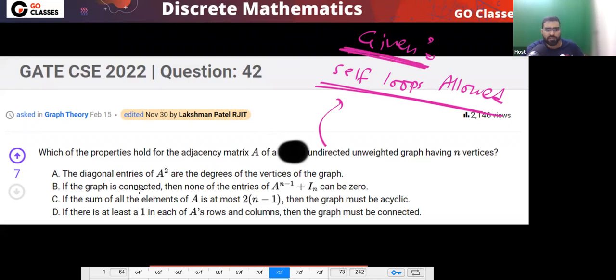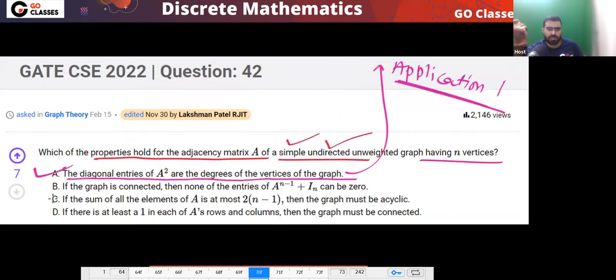If loops, if self loops are allowed, then you have to do A square plus A. So here you have to write A square plus A. This will be the answer. This will give you the degree of all the vertices. A square plus A, correct? Okay, so this is another variation. What about the next option?